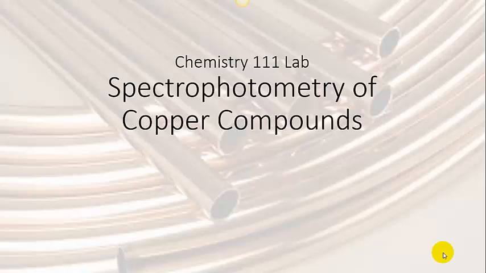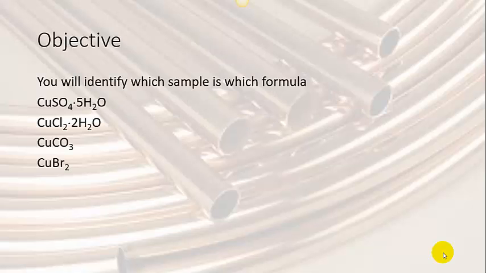Spectrophotometry of copper compounds. That's your next lab, and we'll be going over that today in this video. The objective of this lab is to figure out which of 4 unknowns that you'll be given is which. So these are your options. All of the 4 are listed here. You just need to figure out which one is which.